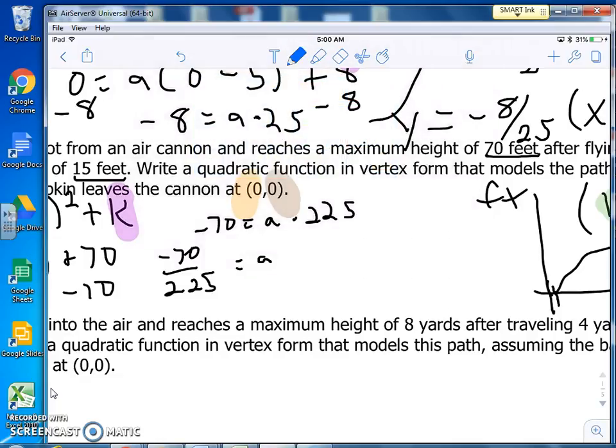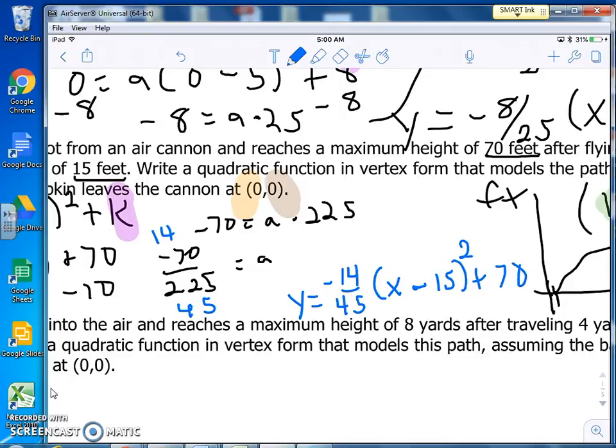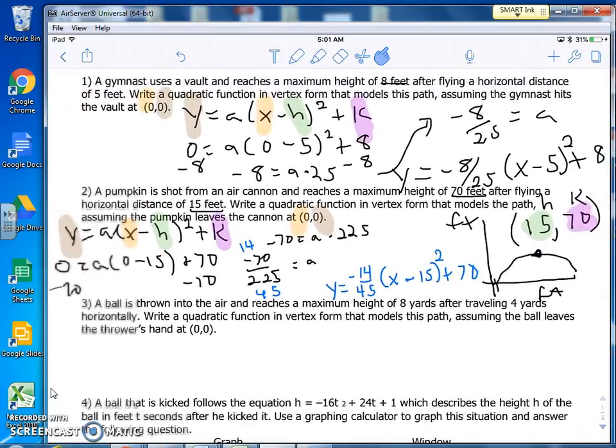And our final answer, we're going to write in y equals form. Let's reduce this. So reduce by 5, we're going to get 45 down here. And 70 divided by 5 is going to be 14. So y equals negative 14 over 45 times the quantity x minus 15 squared, plus 70. And hopefully you tried that on your own and you got it yourself. Let's look at number 3.